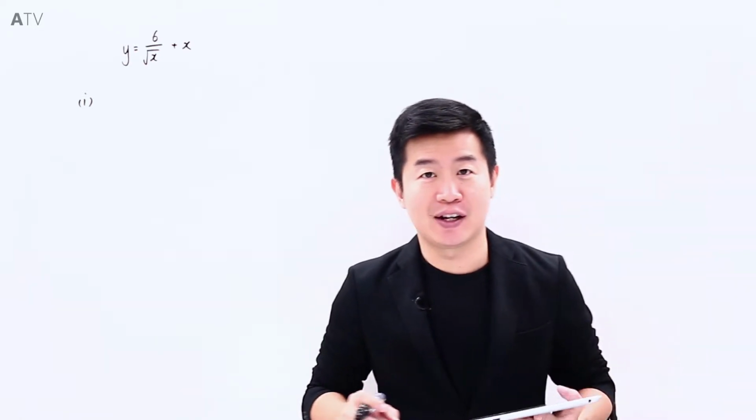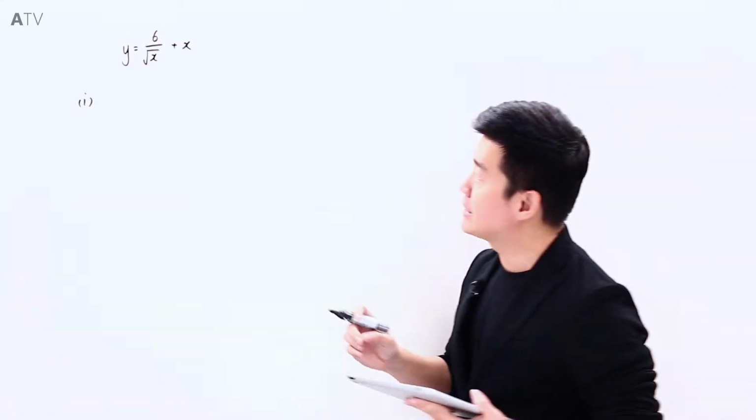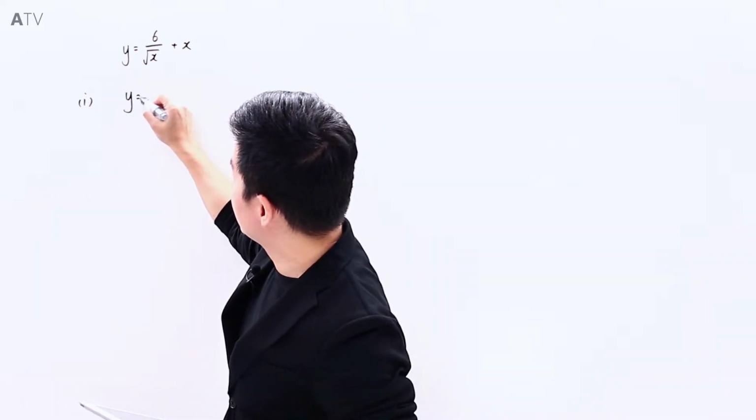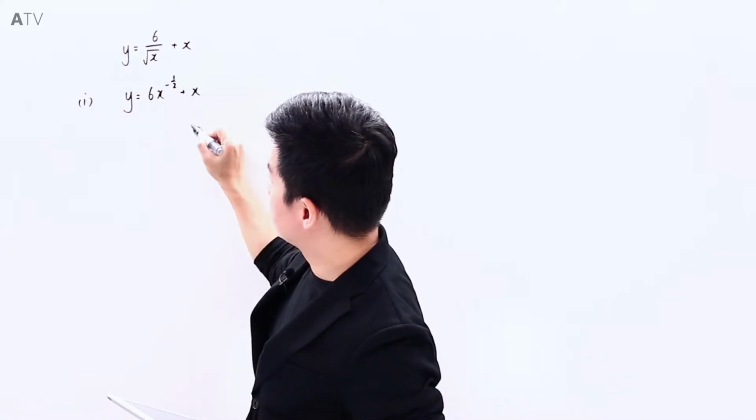It should provide for us an equation that is in terms of the x-coordinate of M, which should be x to the power 3 is equal to 9. Let's give it a try. We want to find dy/dx of this. So let me rewrite this as 6x to the power of minus 1 over 2 plus x.